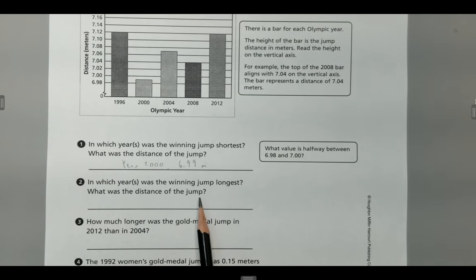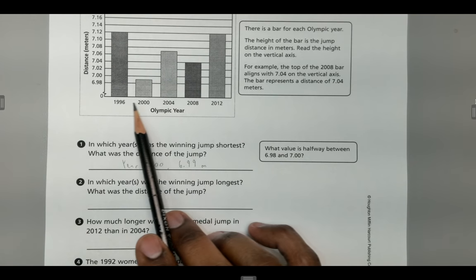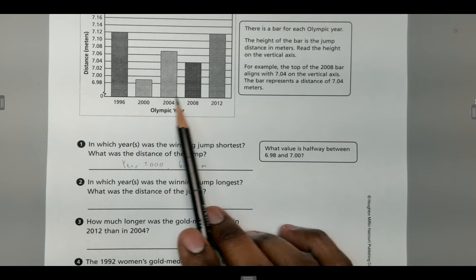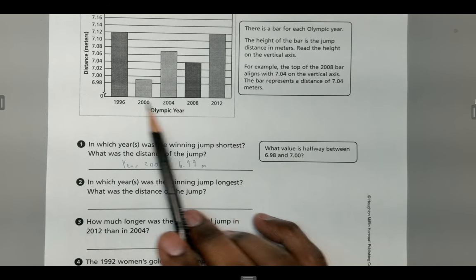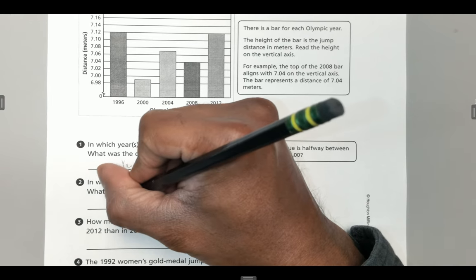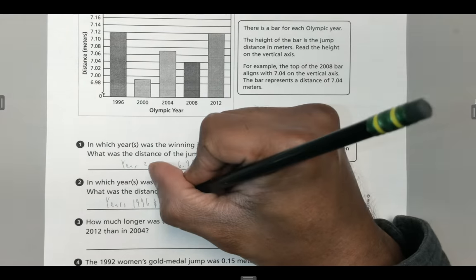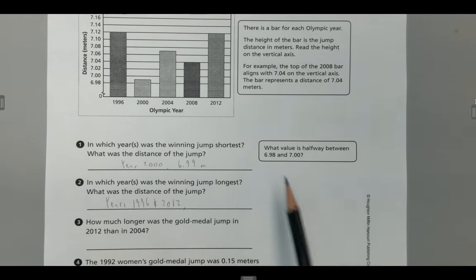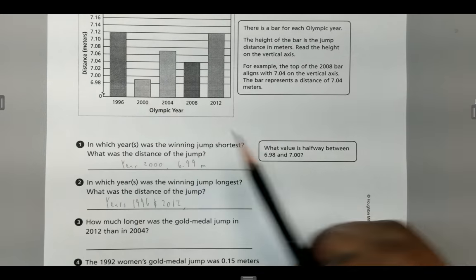Question 2, in which year or years was the winning jump the longest? What was the distance of the jump? Okay. This appears to be a tie, doesn't it? You see in the years 1996 and 2012, we have a winning jump of 7.12 meters.